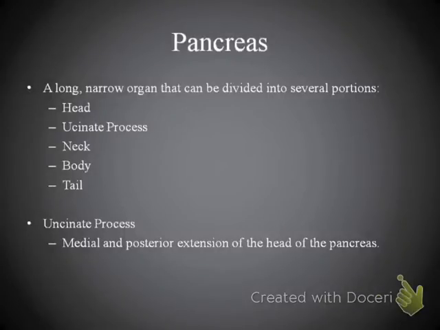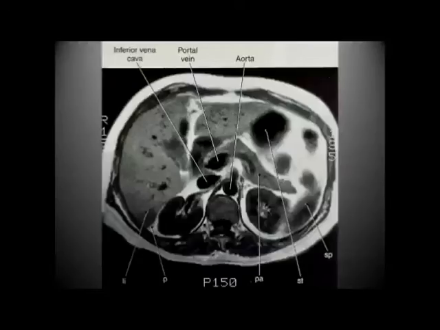So the pancreas. The pancreas is a long, narrow organ that can be divided into several portions, such as the head, the uncinate process, the neck, body, and the tail. The uncinate process is the medial and posterior extension of the head of the pancreas. So, on this image, we actually have the pancreas.